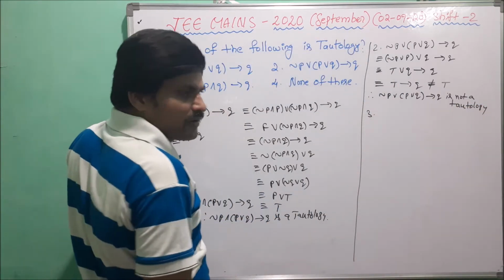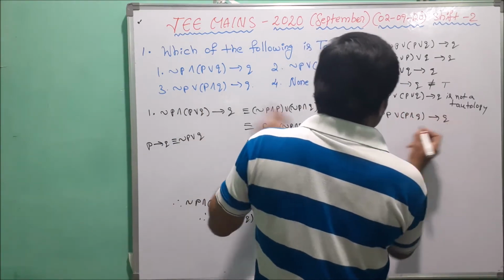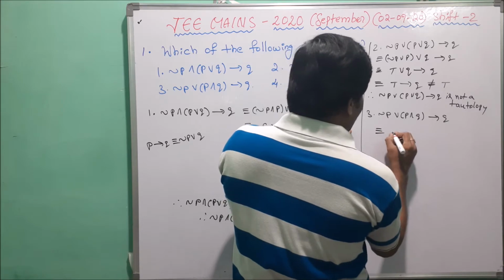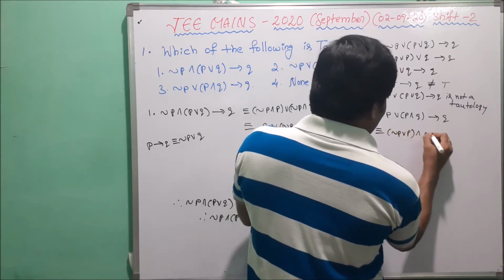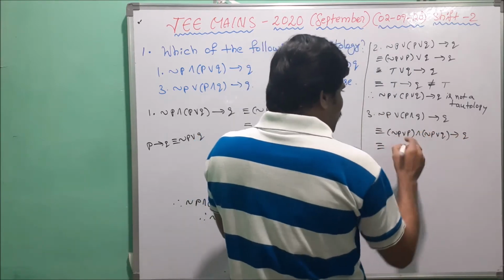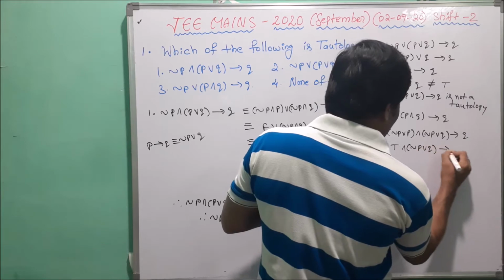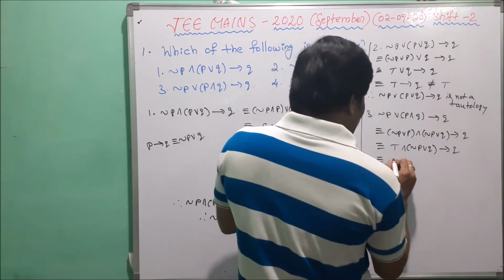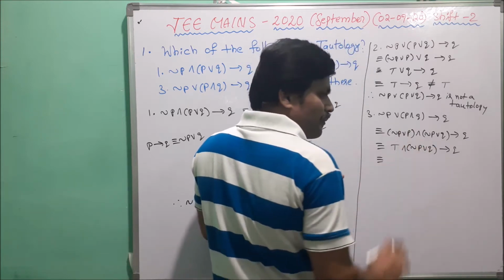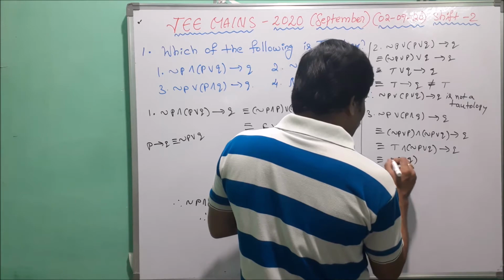Similarly, we check the third option. In the third option, given negation P or (P and Q) implies Q. Here also we use the distributive law, which is logically equivalent to (negation P or P) and (negation P or Q) implies Q. Here negation P or P is always true, so T and (negation P or Q) implies Q. Taking the AND connective with true and any proposition, this is equivalent to negation P or Q implies Q.